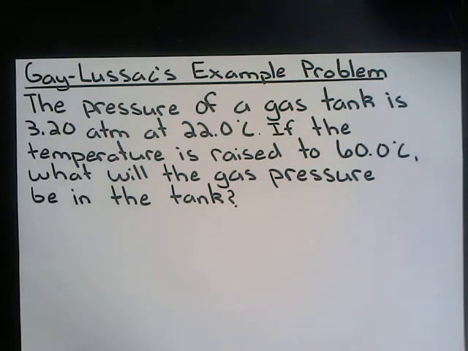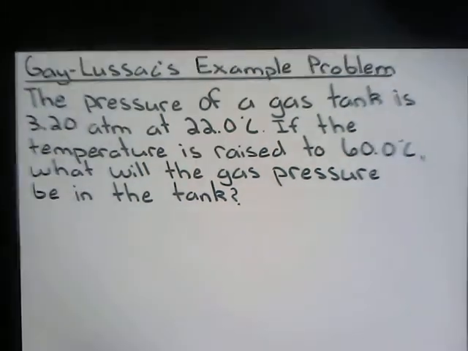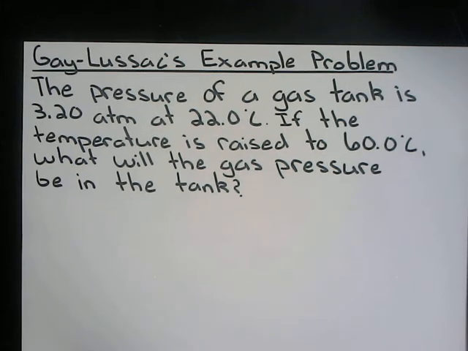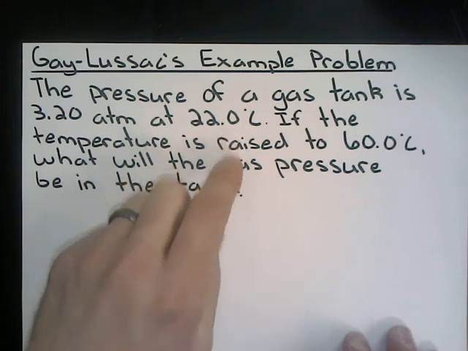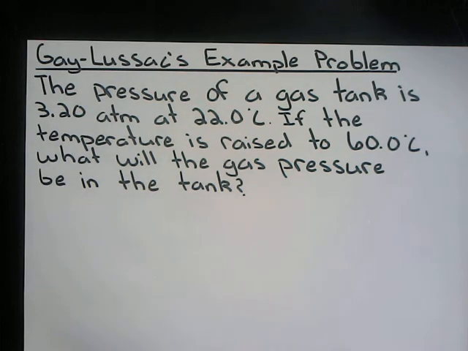Okay, so it says here the pressure of a gas tank is 3.20 atmospheres, atm, at 22 degrees Celsius. If the temperature inside the tank is raised to 60.0 degrees Celsius, what will the gas pressure be in the tank? So again, identifying what formula to use is very important. And so we need to recognize this. We have a unit for pressure of 3.20 atmospheres, and we also have temperature. So if I didn't tell you it was a Gay-Lussac's problem, you should recognize I have pressure and I have temperature. I need to use Gay-Lussac's law.